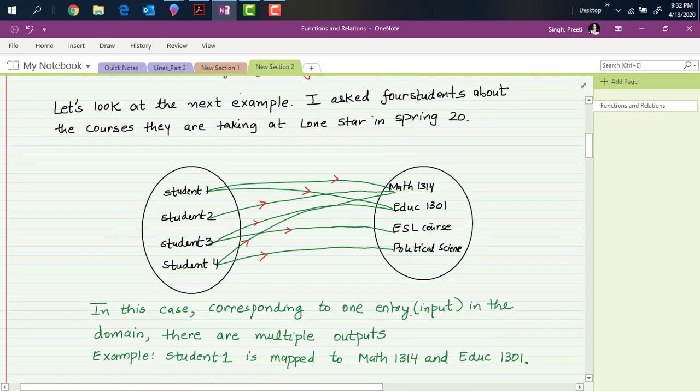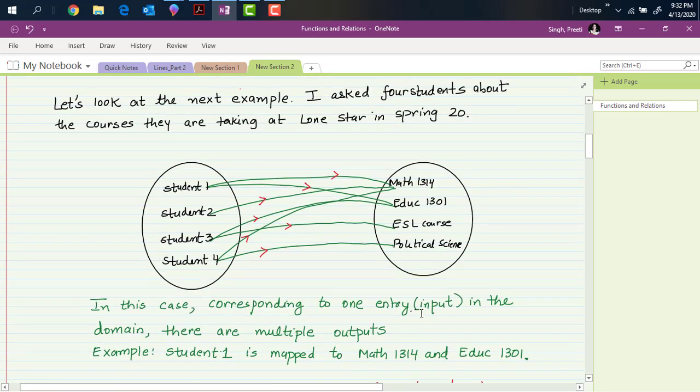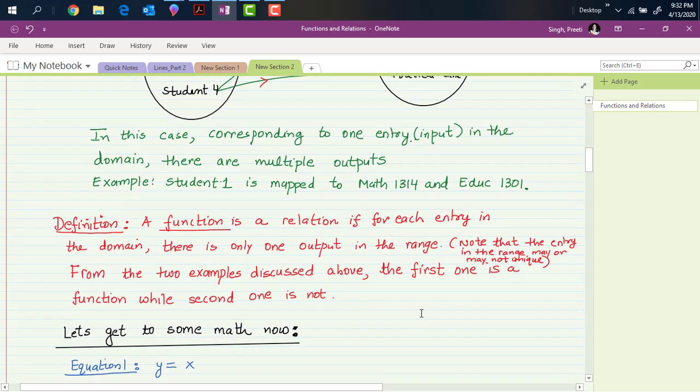If we have multiple outputs, for example, in this case, it is a good relation. I'm not saying that functions are better or not. Just simple thing is whenever for one input you have one output, that's a function. That output could or could not be unique. If you have multiple outputs given to some inputs, then it's not a function.